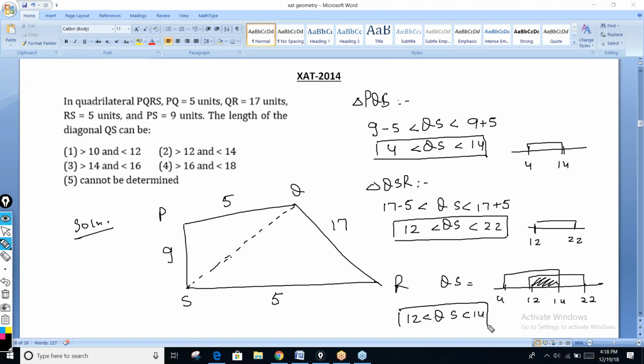The length of the diagonal QS will be between 12 and 14. That is answer B. So in this question, only the basic property of triangle was used. Good question. Okay, come to the next one.